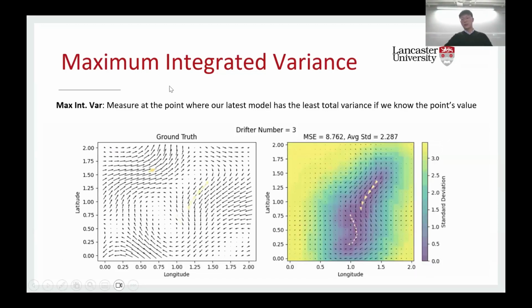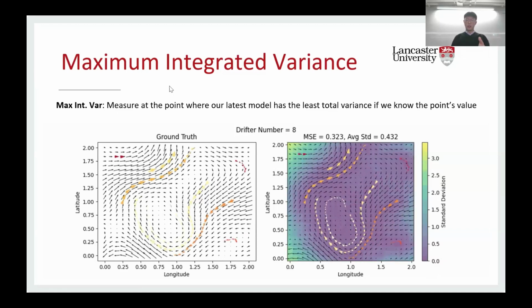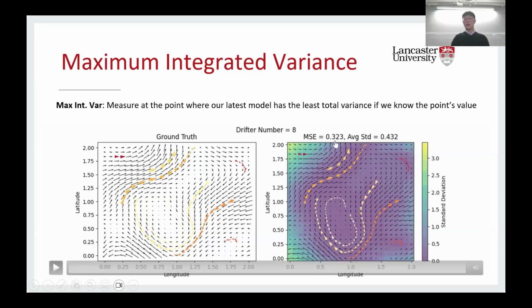As this GIF will show, you are going to do a slightly better job. Actually, a much better job in this case, where we are making much better predictions. You can see from the mean squared error and average standard deviation that you're doing quite well at recovering the ground truth.